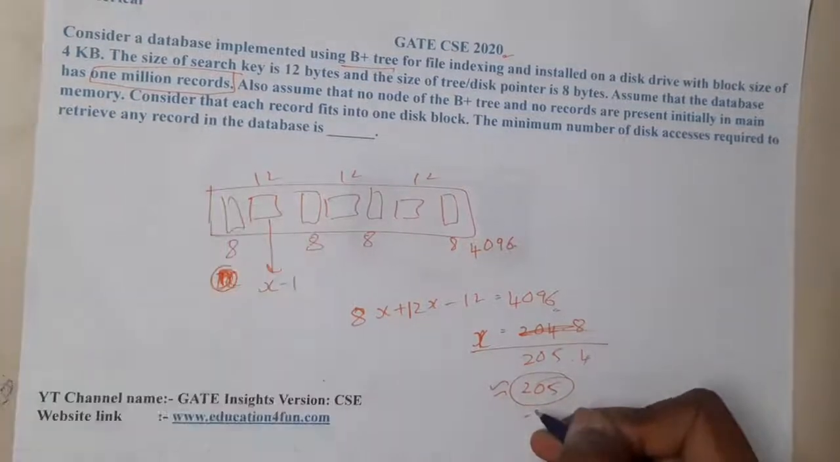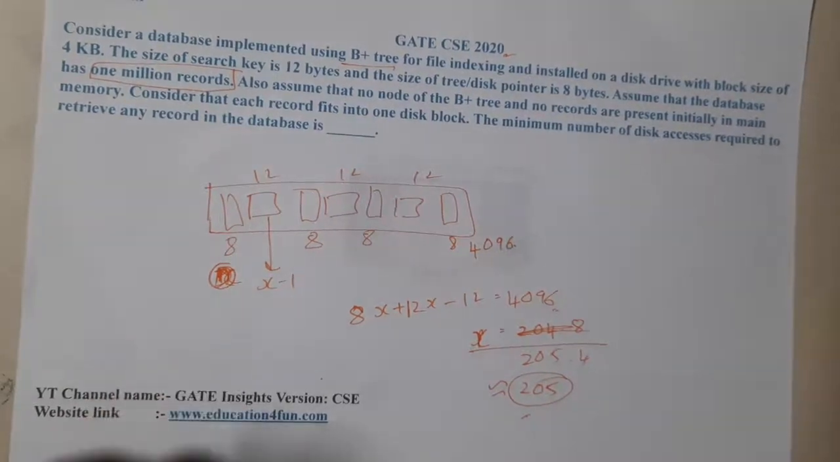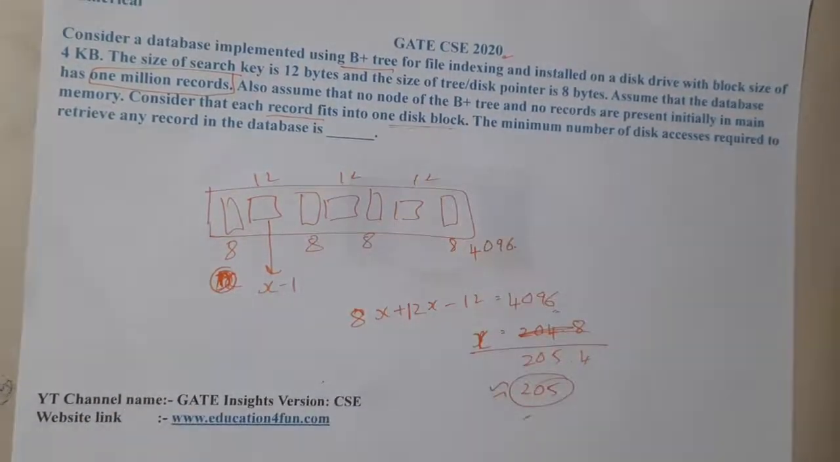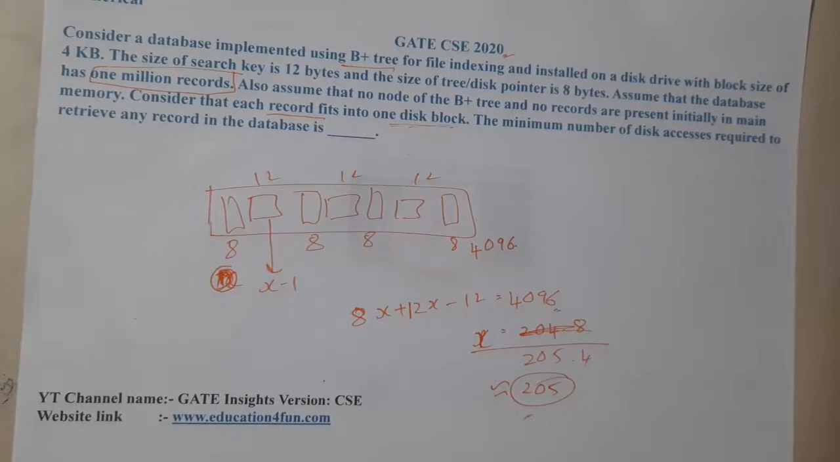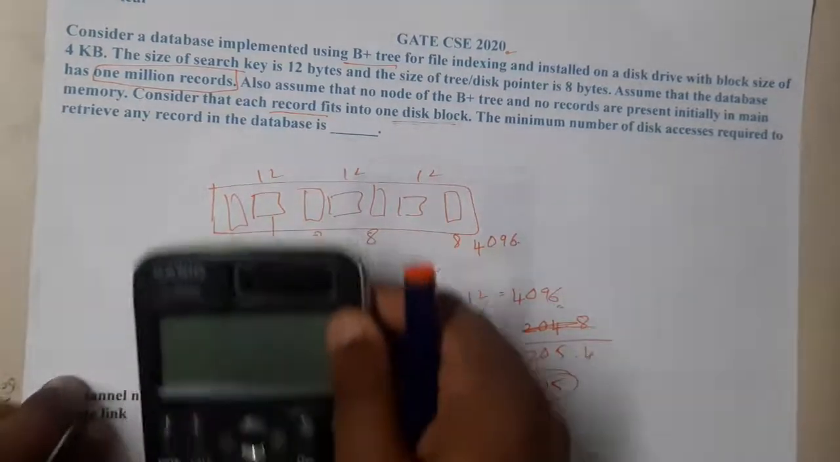So now we got how many children could be there. They clearly told that there are 1 million records, and they will perform indexing until the records fit into one disk block. That's quite complex. Whenever they say they will continue until that time, the result should be equal to 1 million. So with 205 per block, we can multiply continuously until we reach 1 million.